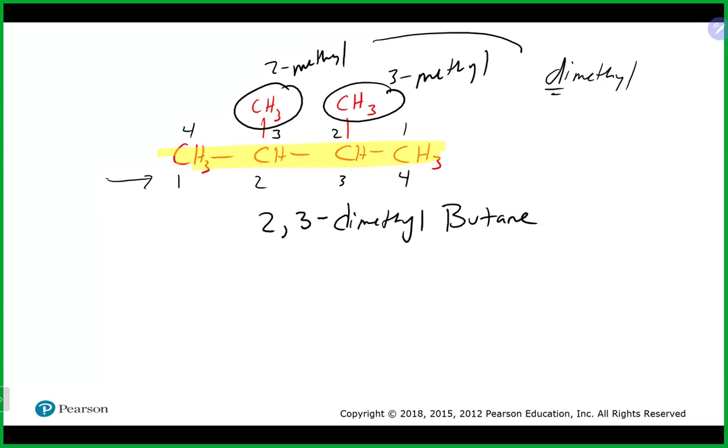Now, even if those methyl groups were on the exact same carbon, you would have to give the number twice. Let's just say they were both on carbon number 2. You would have to call it 2, comma 2 dimethyl. So that sometimes confuses people. If they're on the same carbon, you've got to give the number twice if it's the same group. And again, this is a situation where we would use both a prefix and also a comma between 2 numbers as well. Any questions on that?